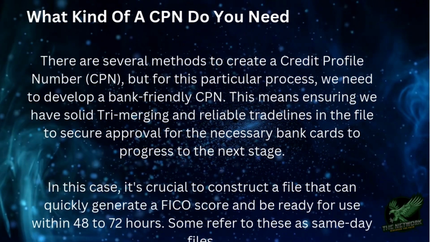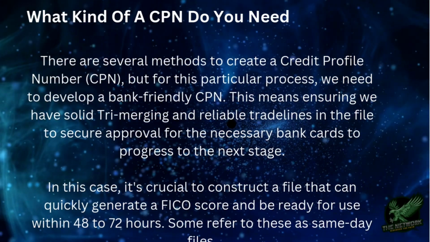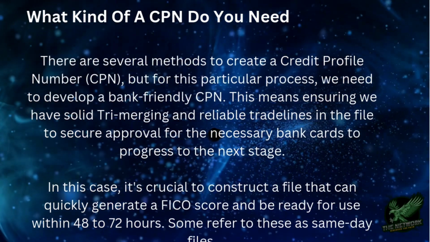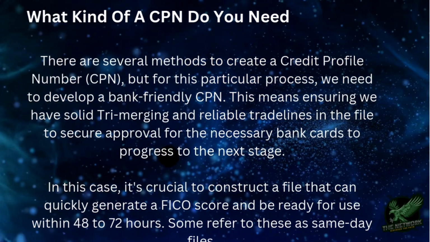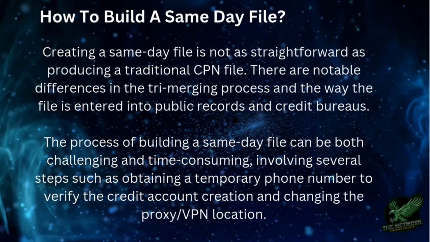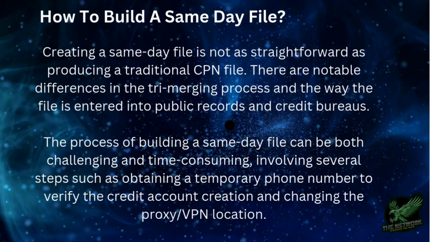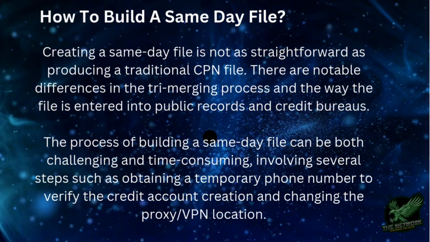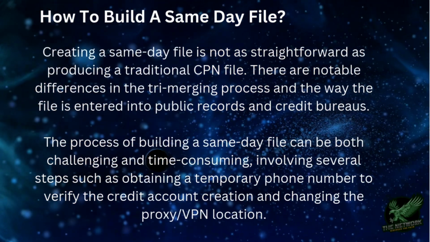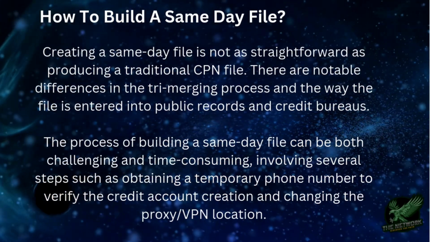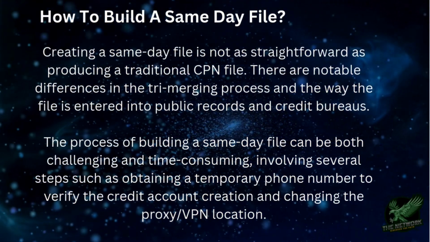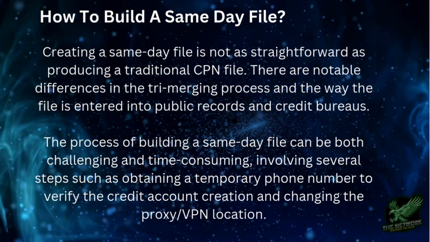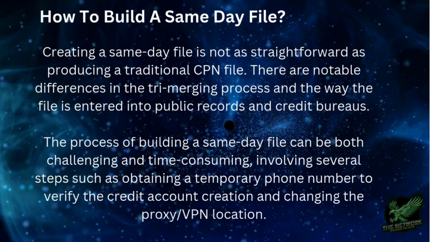So basically, you want to get that FICO score from that same day file, and that's the reason why we will be using a same day file, and it's created differently. So how to build a same day file. Creating a same day file is not as straightforward as producing a traditional CPN file. With a traditional CPN file, you would get your number sequences together, and then you would also get all your information together, get your address off of Zillow and stuff like that. And all of this is included in the same day file method.